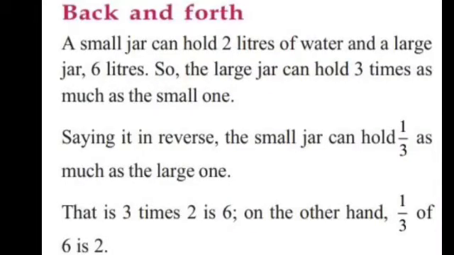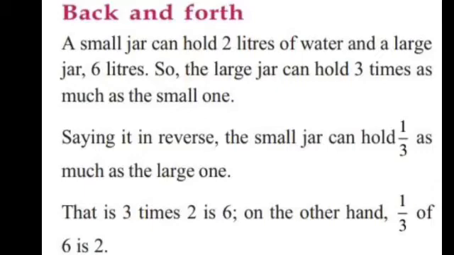A small jar can hold 2 liters of water and a large jar 6 liters. So, the large jar can hold 3 times as much as the small one, isn't it? The small one has 2 liters. The larger jar contains 6 liters. 2 3s are 6. That is, the larger jar can hold 3 times as much as the small one.